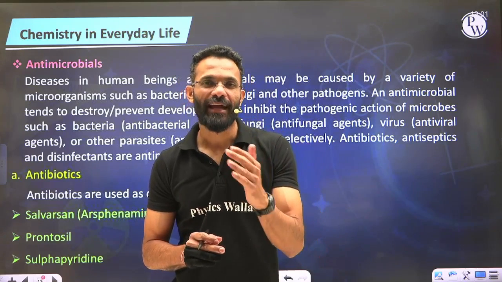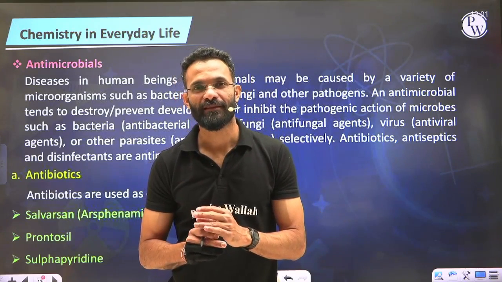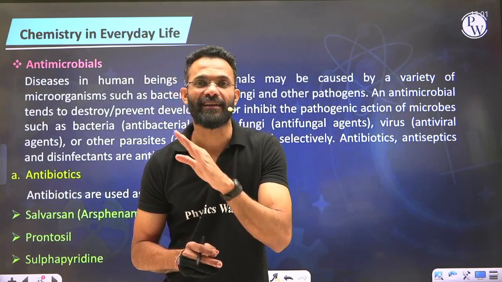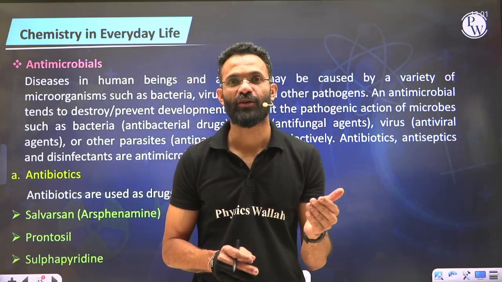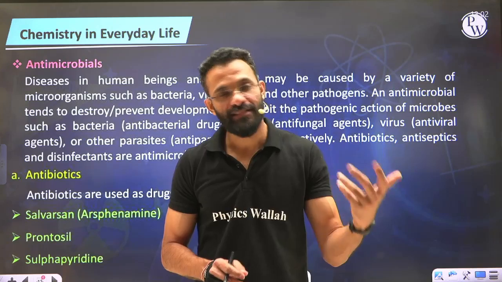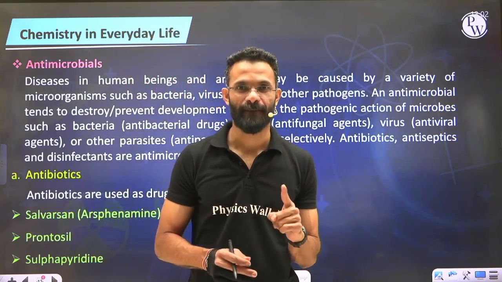Those antibiotics which stop the growth of microorganisms, we call them bacteriostatic, which stops the growth of bacteria. And the second type which kills the bacteria is called bactericidal. Bactericidal means those are the medicines which are going to kill the bacteria. This is the first classification.